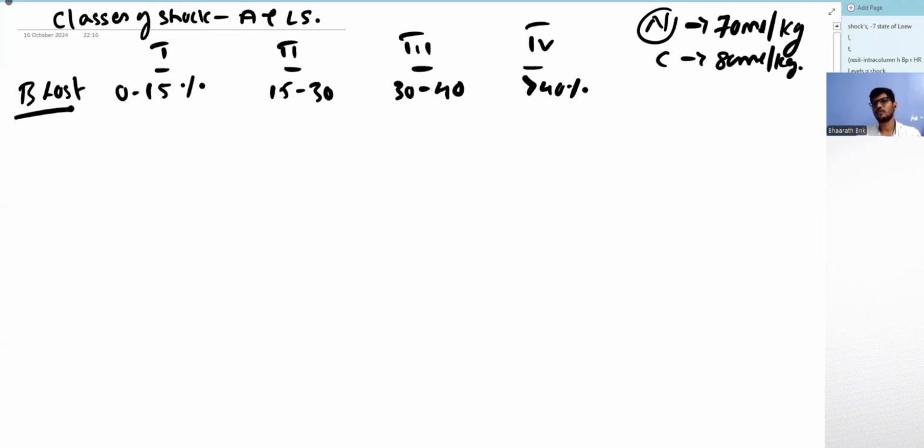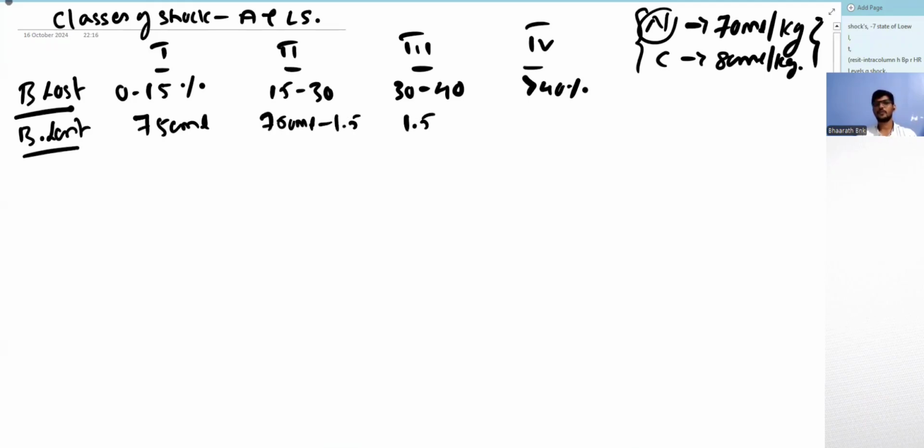This is the normal volume of blood that is expected in an adult and a child. So in an adult, it comes to around 5 liters. If you take 15% of the 5 liters, it will be around 750 ml. Right? So this will be somewhere between 750 ml to 1.5 liters. This is 1.5 to 2 liters, and this is 2 liters, more than 2 liters of blood is lost.